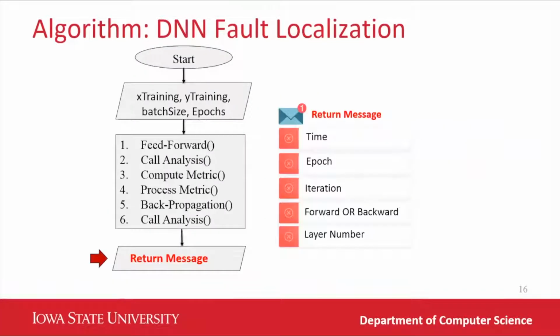Finally, the algorithm prints an error message if there is any numerical error and determines which layer causes this issue. Otherwise, the algorithm prints a message to indicate that the model is correct.